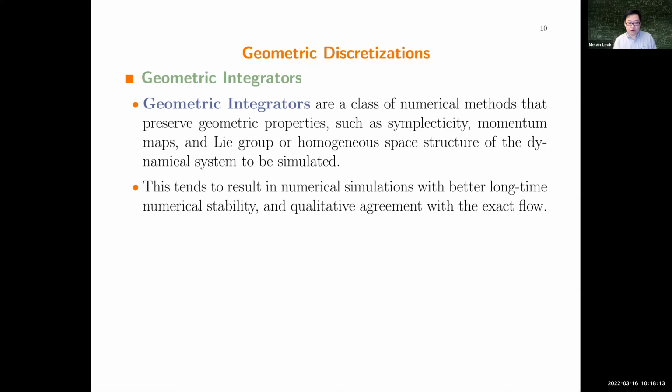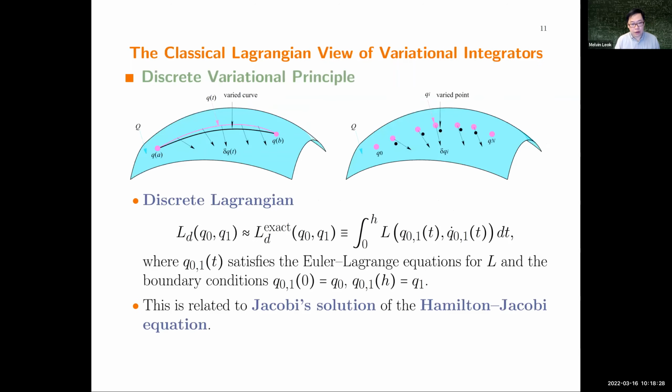And so if you have a numerical method which respects that, then oftentimes you get better numerical stability and better qualitative agreement with the exact flow, because they're both evolving on the same constraint manifold, or invariant manifold in some sense. All right, so let me say a little bit about how you construct these things for mechanical problems.